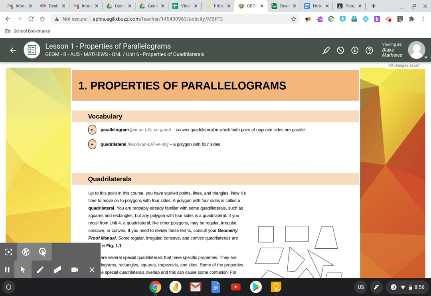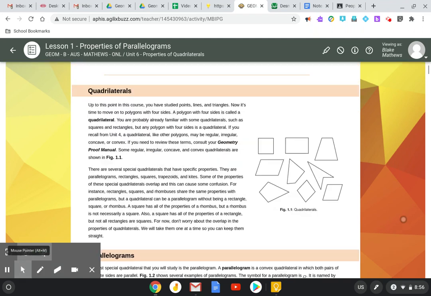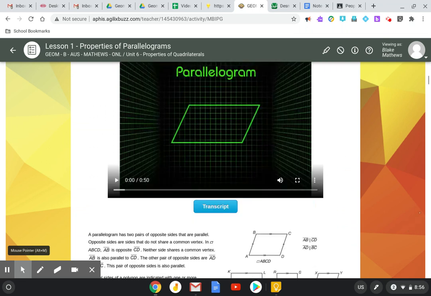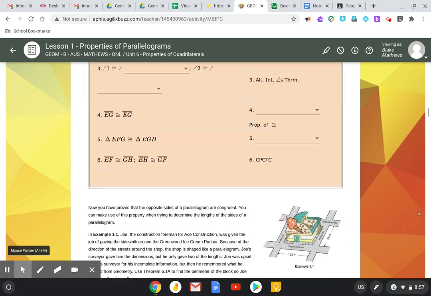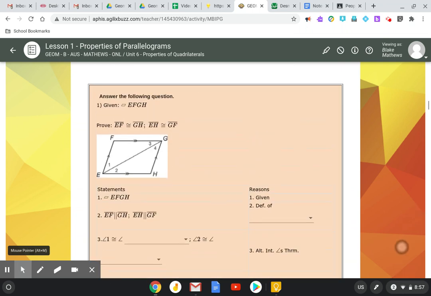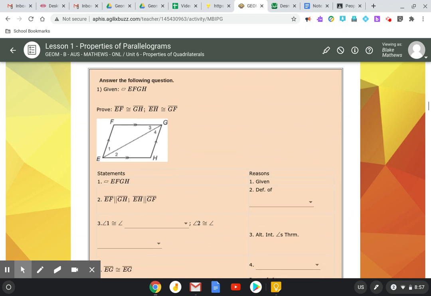All right, this is going to be the second part of the geometry Unit 6 Lesson 1 video. And so what I'm going to do here is work through some of the problems in the lesson because they're a little bit challenging. In particular, I want to focus on the proofs.